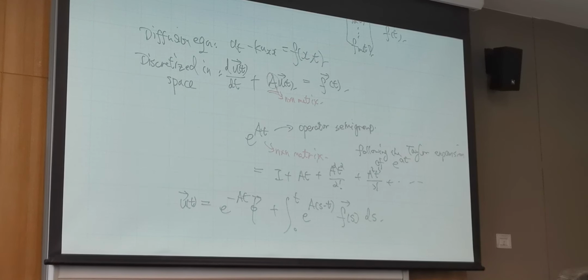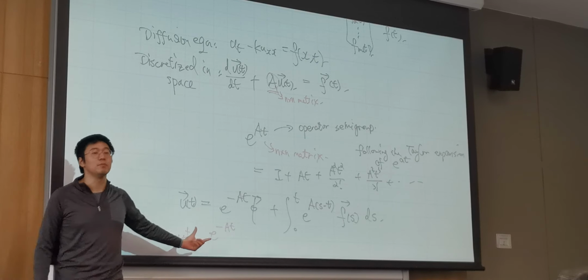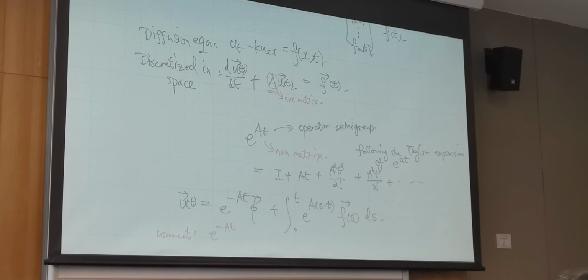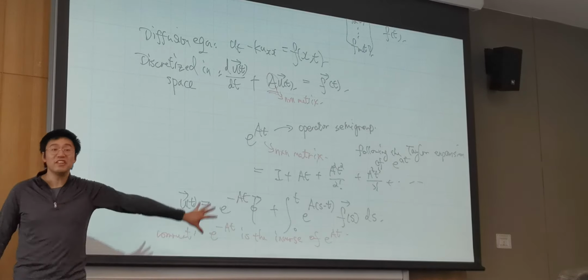And another comment over here, if there is any ambiguity: e to the negative At, again we said that e to the At is an n by n matrix, so e to the negative At is also an n by n matrix, and that is the inverse of e to the At. Is there anything that's unclear at this step? No? Okay, I hope not.